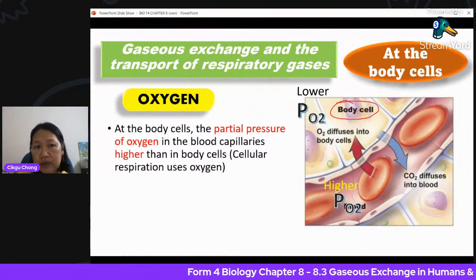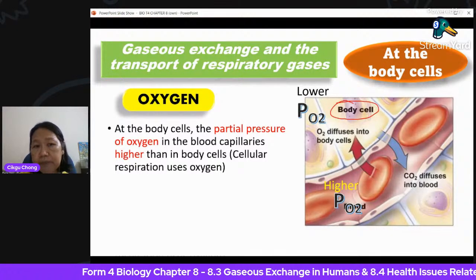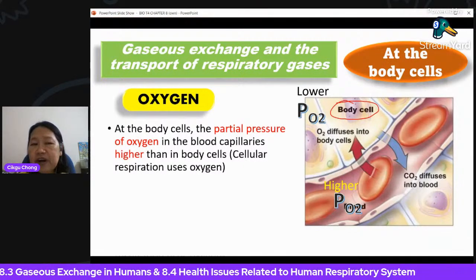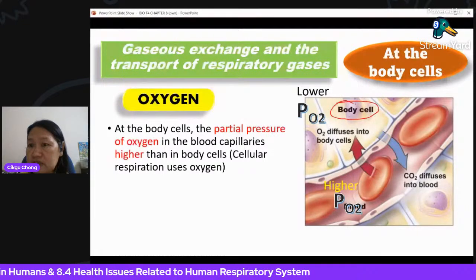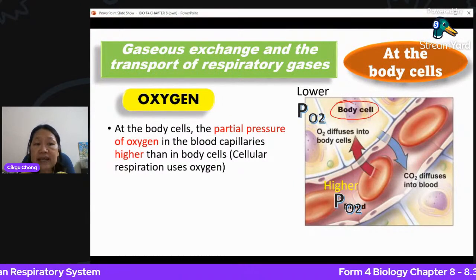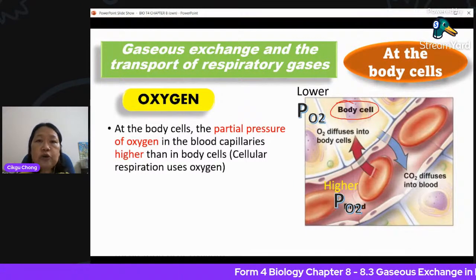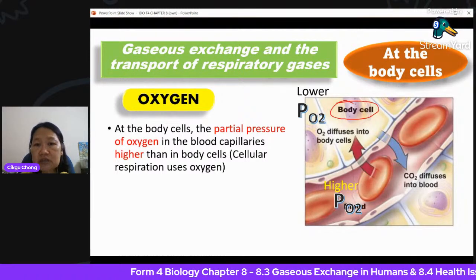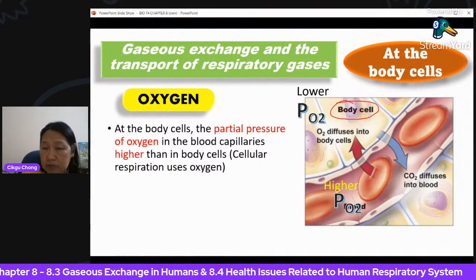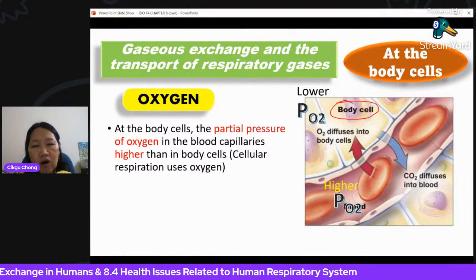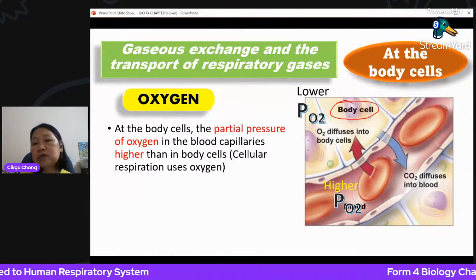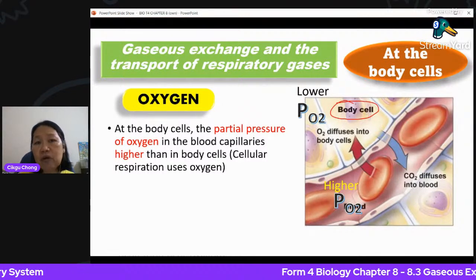At the body cells, the partial pressure of oxygen in the blood capillaries is higher than in body cells. Now, why would body cells have very low oxygen? The reason is because body cells are constantly carrying out cellular respiration 24 hours a day, using up the oxygen to produce energy. So your body cell is always using up the oxygen. Whatever oxygen is supplied to the body cell, it will keep on using it. So you will always have a lower concentration of oxygen in the body cells compared to the blood capillary. The blood capillary will always carry more oxygen.